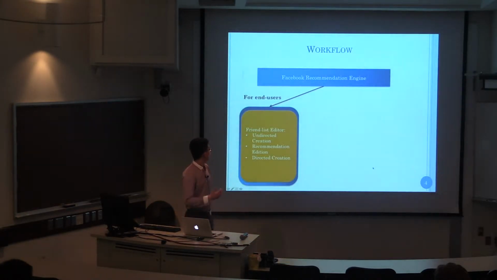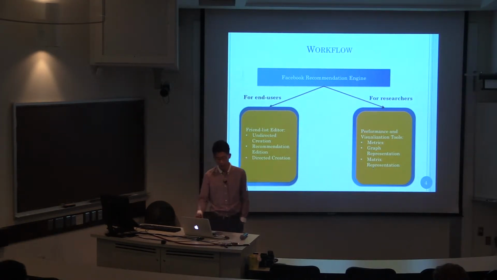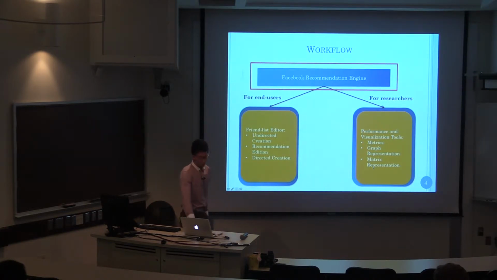It's a friend list editor for the end user. It allows users to edit and view the recommendation result. And the third part of the system is called the performance and visualization tools. We designed this tool for researchers to evaluate the result and the algorithms. So let's start with the recommendation engine.